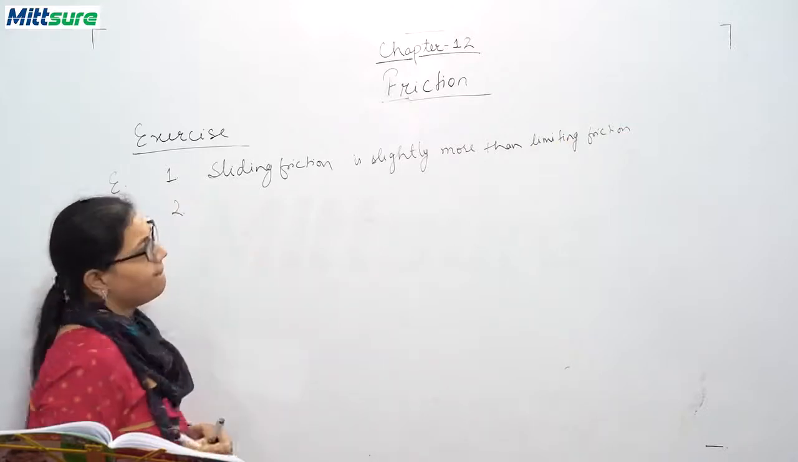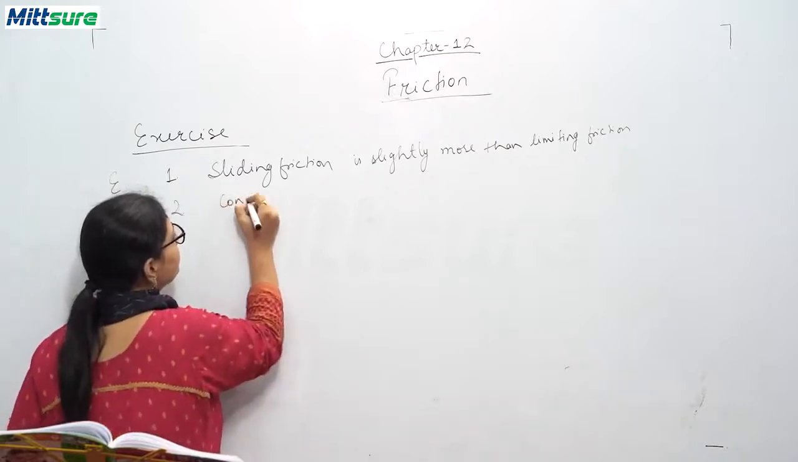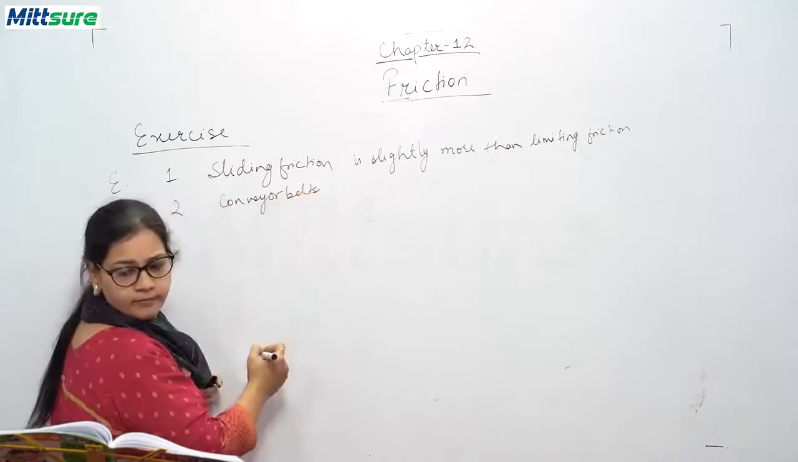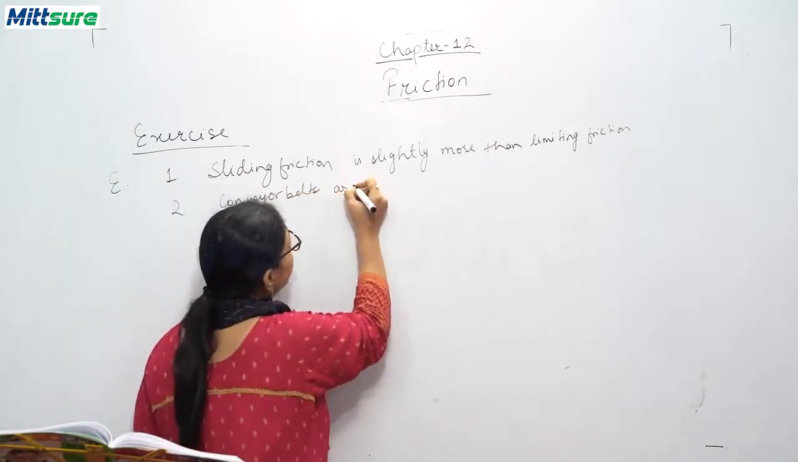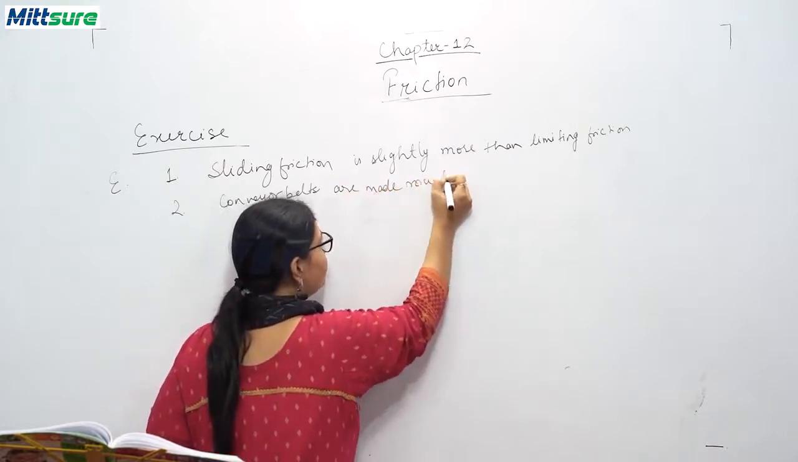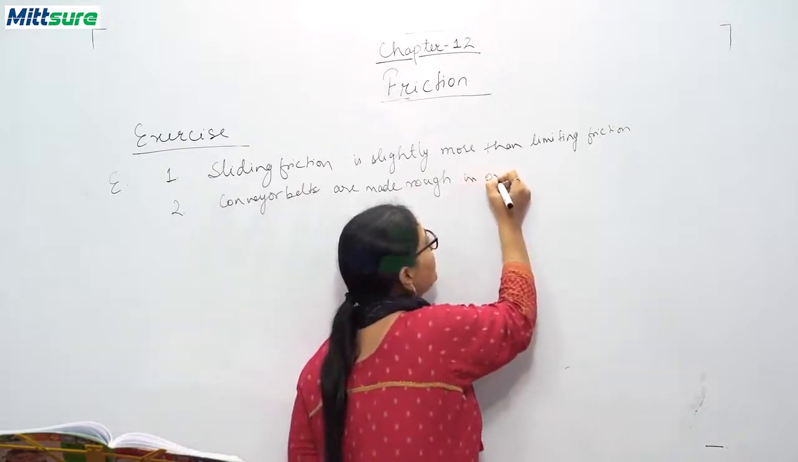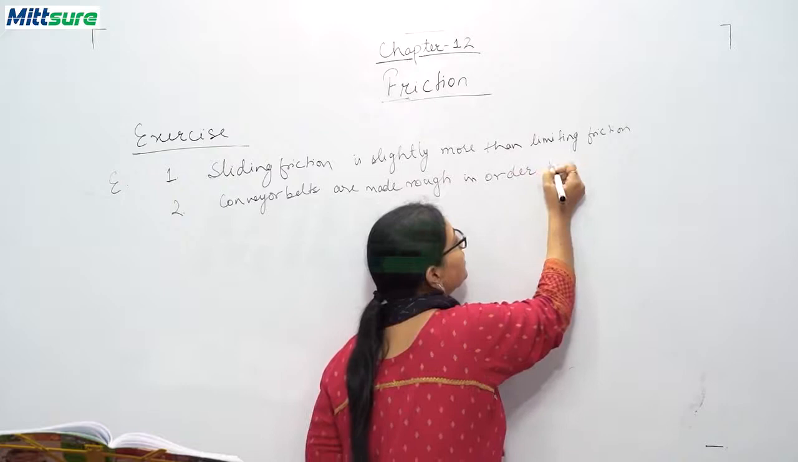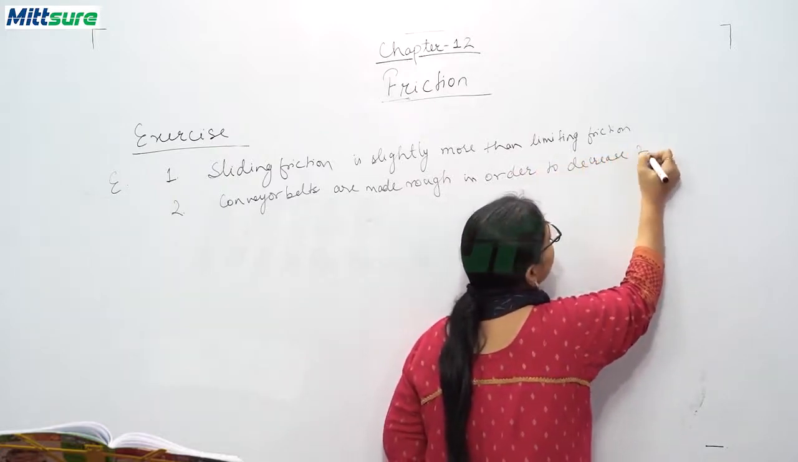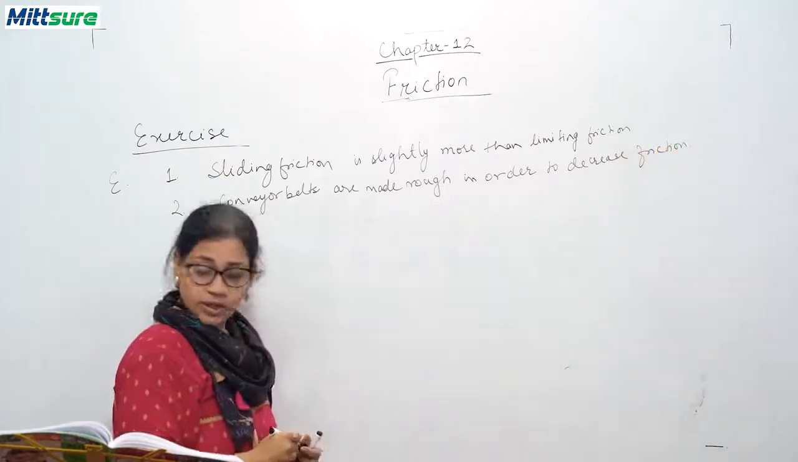Second, conveyor belts are made rough in order to decrease friction. Okay.